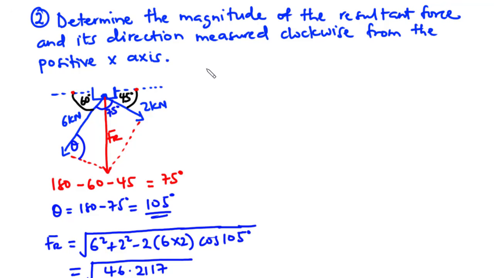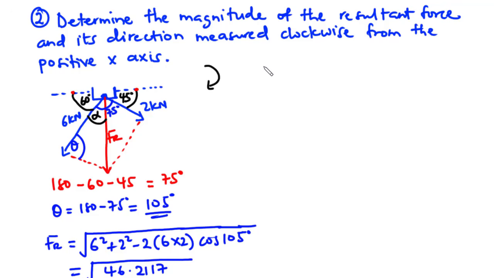So for clockwise, we are going to move in this direction. Now we know that the angle between this 6 kilonewtons and FR is alpha. So if we know the value of alpha, then we can subtract alpha from 75, and then we can add the value to 45 to find the full angle between the positive x-axis and FR. So now let's focus on this triangle and let's find alpha.